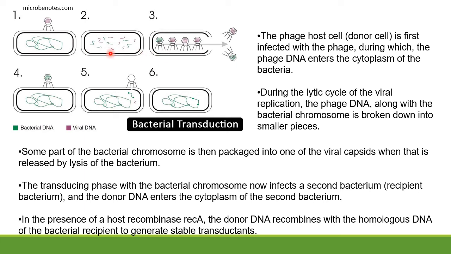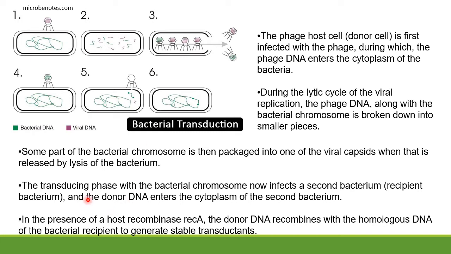So as you can see, the bacterial chromosome along with the phage DNA is broken down into smaller pieces. So the bacterial chromosome is also getting packaged into some of the viral capsids. Okay, and it is released when the bacterial cell lyses.